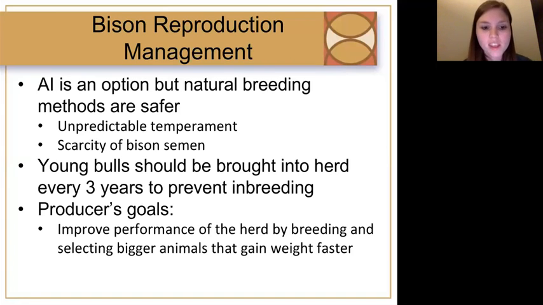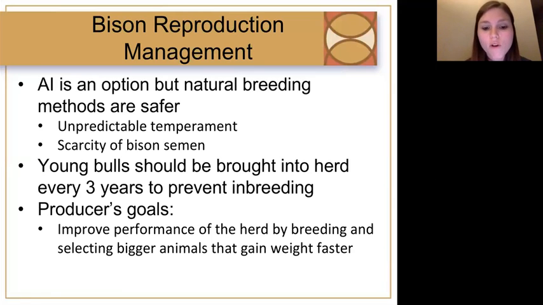Yeah, so young bulls should be brought into the herd every 3 years, and that's to prevent inbreeding. Because typically you may have a good sized herd, but if you only have one bull, then eventually you're going to have a lot of inbreeding issues. So 3 years is a good time point to rotate that bull out. And there are not that many, so if there's another one you know of, you could swap herd bulls with another bison farm or work it out that way. But just bring a new one in every 3 years.